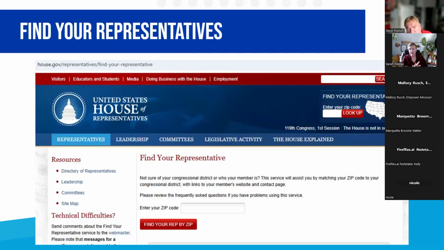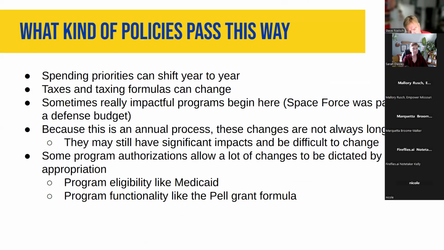Again, you can go to house.gov and find your own representative, put in your zip code, and pull up who your elected official is and reach out to them. You can reach out to your state senators, and ask for the things that we want and advocate there.